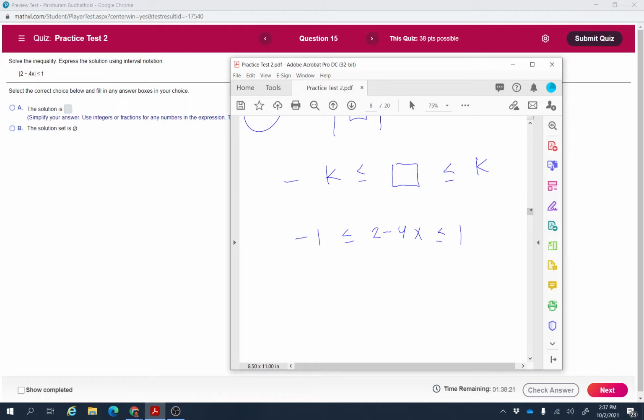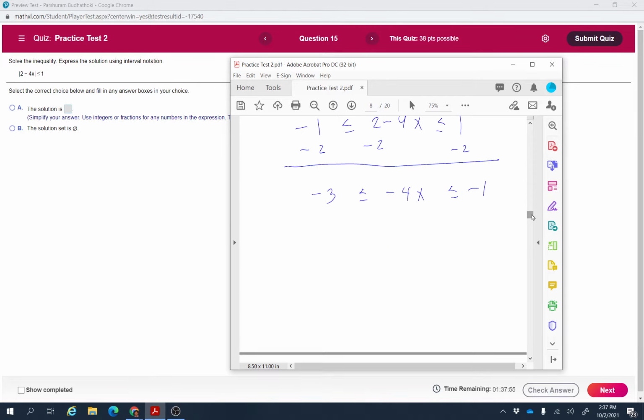For solving we have to isolate x in the middle. So first of all, subtract 2. If we subtract 2 on the left side we get negative 3, in the middle we get negative 4x, and on the right side we get negative 1. Remember, there is a negative 4, so to remove this negative 4 from the middle part, we have to divide this inequality by a negative number. But there is one property. It says if you are dividing or multiplying by a negative number in an inequality problem, then the inequality sign will flip. So if I divide this by negative 4, then this sign will flip now.